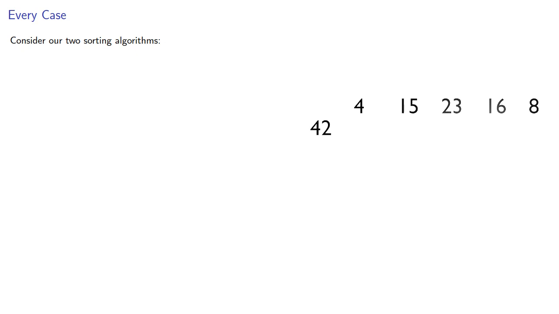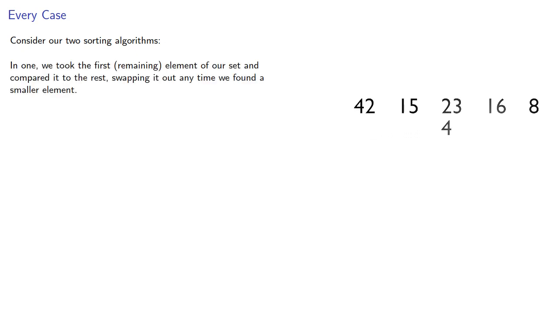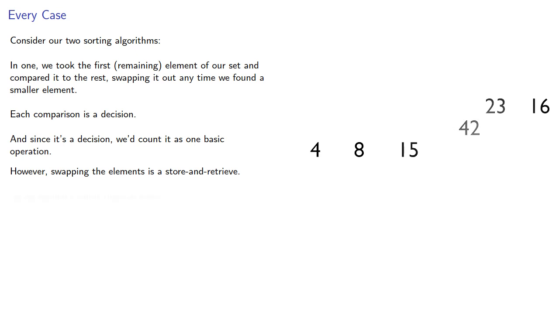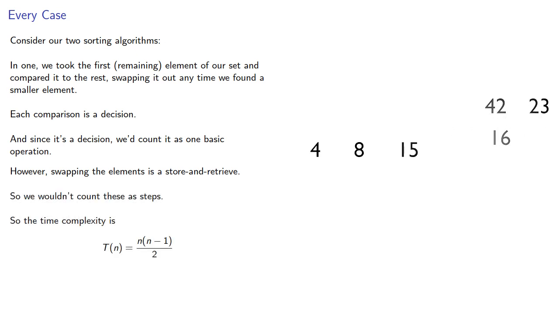So consider our two sorting algorithms. In one, we took the first remaining element of our set and compared it with the rest, swapping it out anytime we found a smaller element. Now each comparison is a decision. Is the value we have smaller than the value we're looking at? And since it's a decision, we'd count it as a basic operation. However, when we actually swap the elements, that's a store and retrieve, so we wouldn't count these as steps.